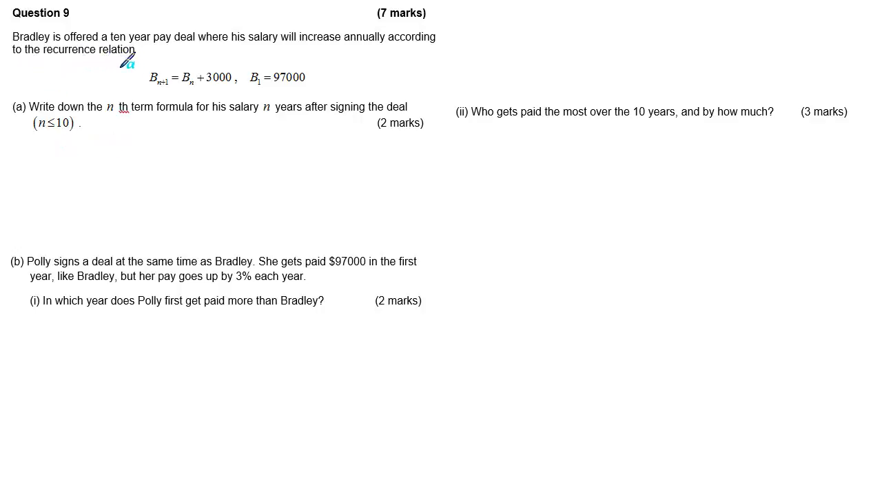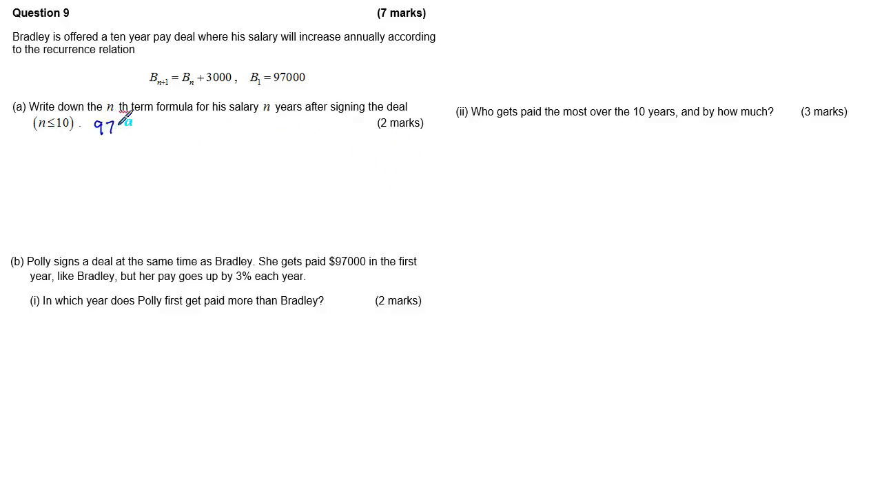Bradley is offered a 10-year pay deal where his salary will increase annually according to the recurrence relationship B(n+1) = B(n) + 3,000, with B1 being 97,000. We want to write down the nth term formula for his salary n years after signing the deal.